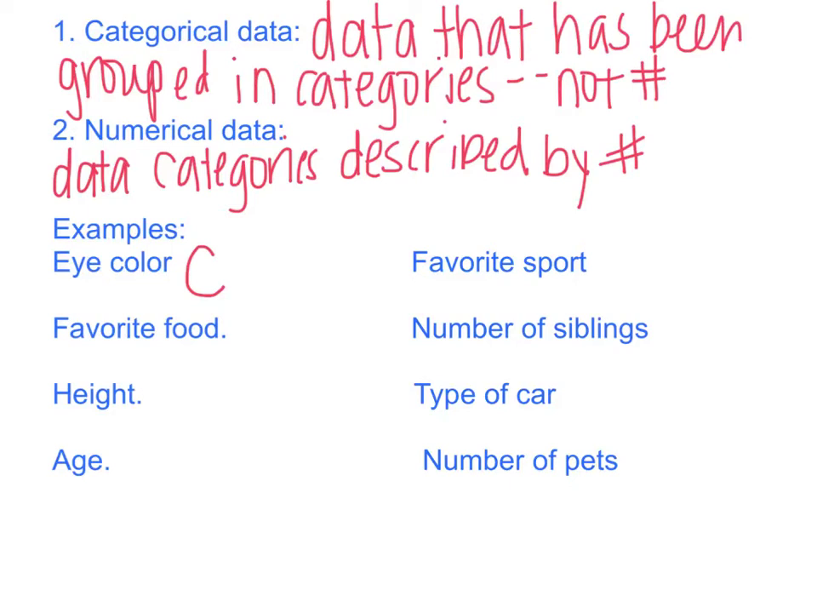The next we're going to look at is favorite food. That is also going to be categorical because you're going to give an answer such as pizza or hamburgers or hot dogs. Height is our next one, and that's going to be numerical because you're going to give a number answer. I'm 5'4", 6'2", 3'9". And then age is also going to be numerical.